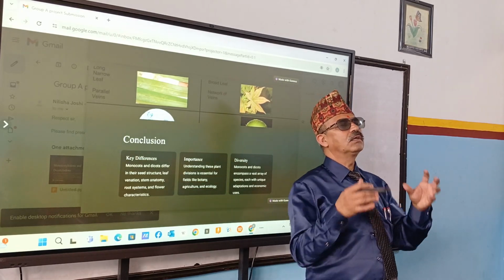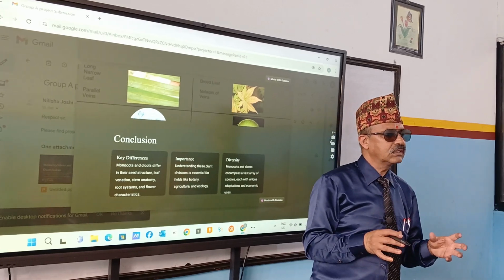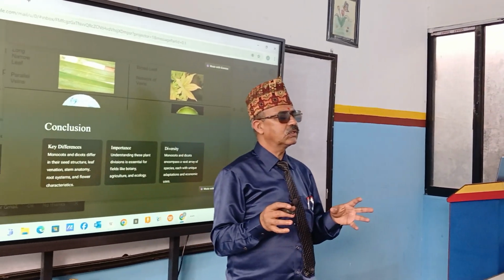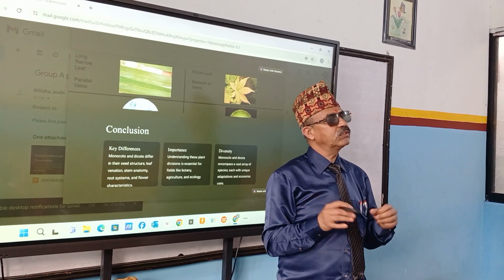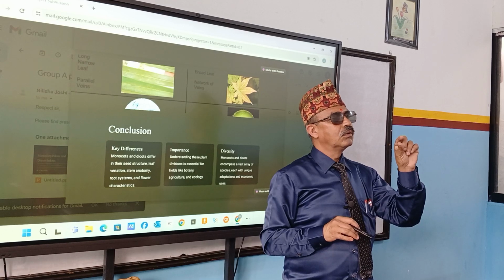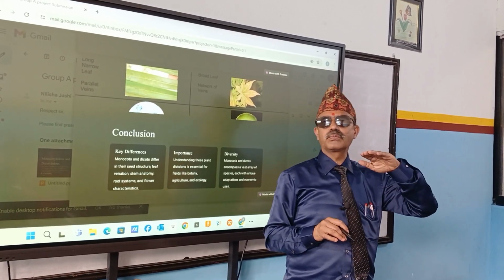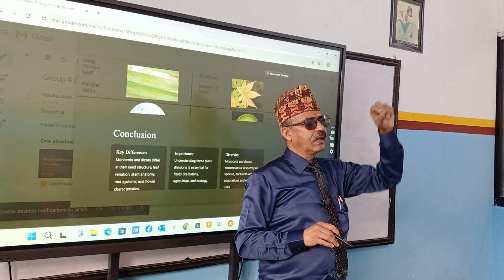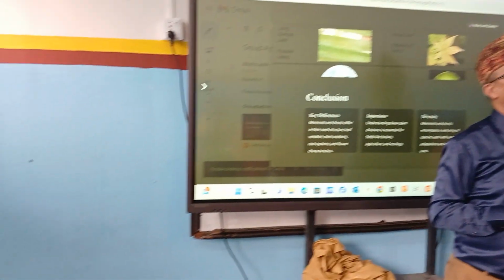Examples of monocots are maize plant, rice or paddy you can say. Then next one barley, millet, yes or no? Wheat, bamboo. Bamboo is also monocot. Bamboo also produces seed. Okay, bamboo seed is there. So when the bamboo becomes fully matured, a flower can be noticed at the top and it produces seeds similar to paddy. Afterwards the bamboo dies.